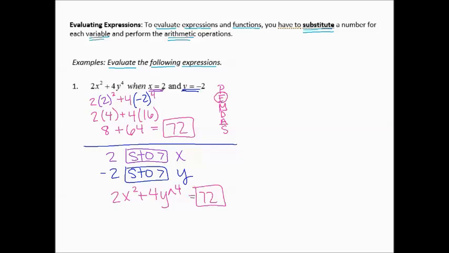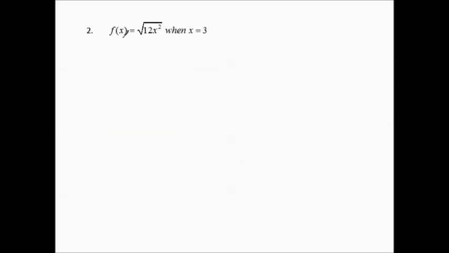Let's look at our second example. Here I have f of x is equal to the square root of 12x squared when x is equal to 3. If we remember, f of x is the same as y. I have y and I have x. But I call it f of x, this is called function notation. What that means is when I have f of x, I'm going to take my 3 and put it in for x.